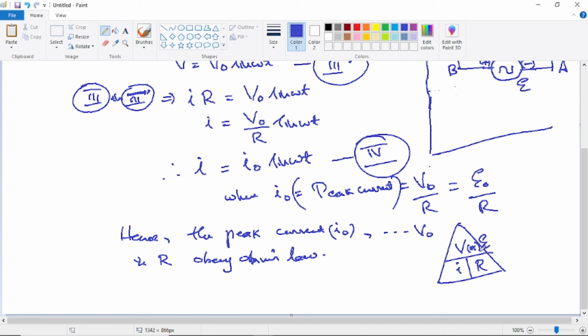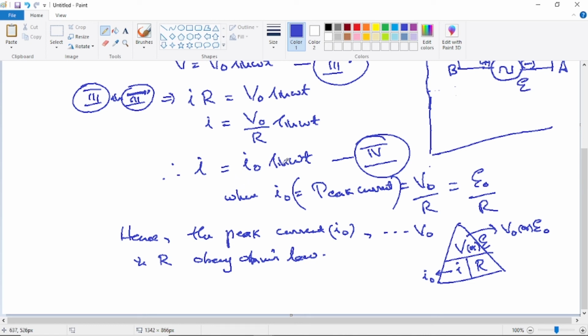But the meaning is what? Instead of the regular magic triangle V, I, R, in place of I we have I naught, and in place of V or E, we have V naught, or peak voltage, or peak EMF E naught. So they also obey Ohm's law. This is another very important result. Whatever things we are seeing here are simple, nowhere any complication is there.